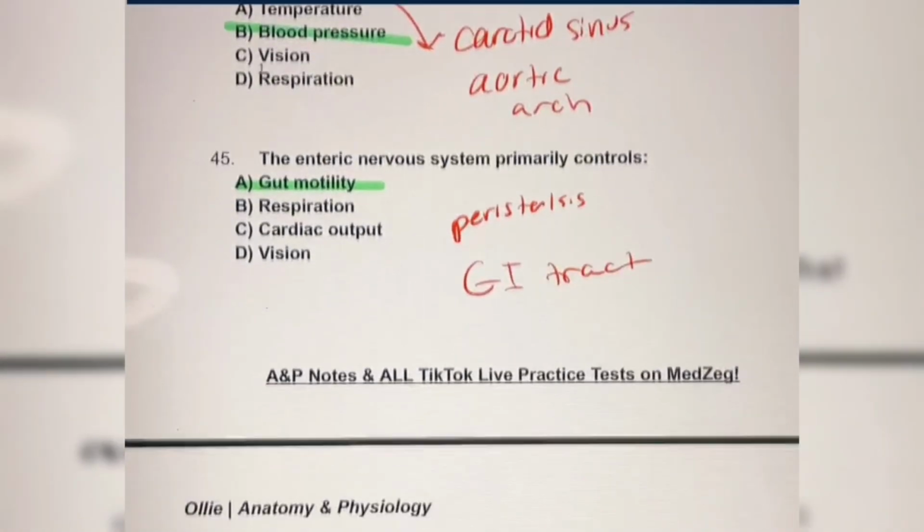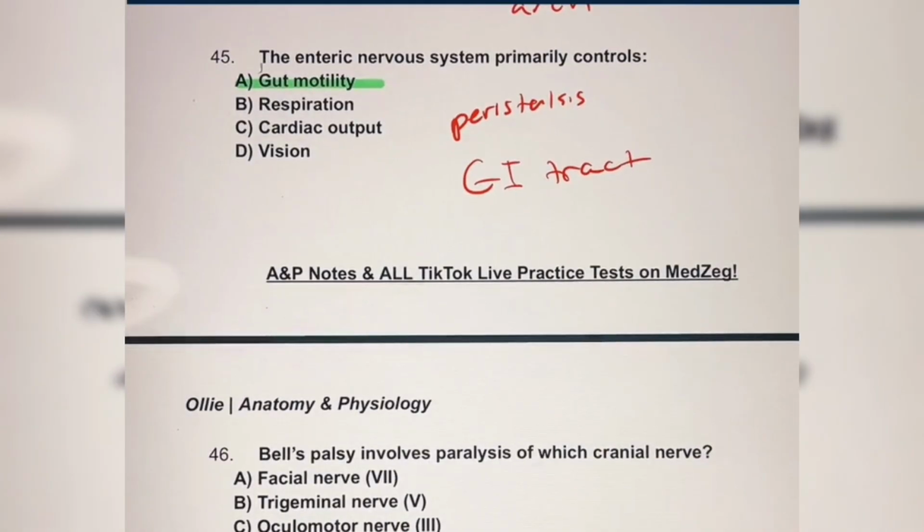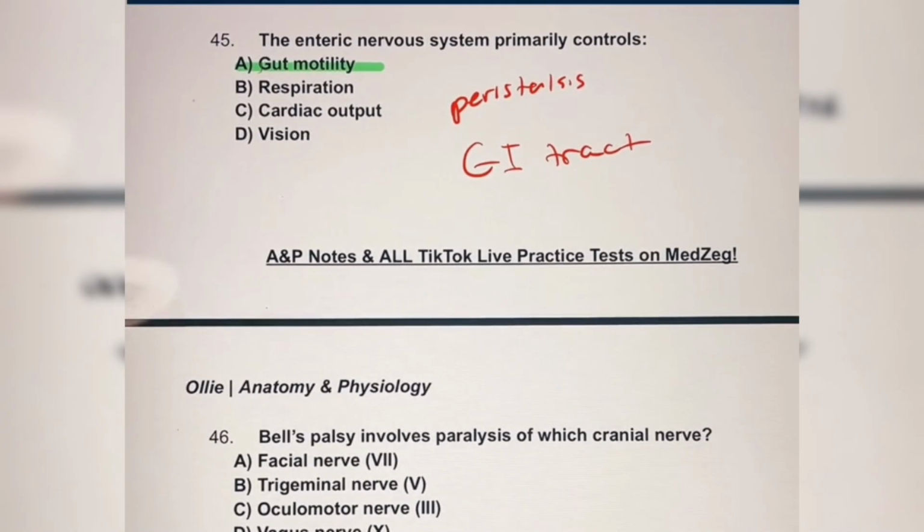All right. Number 46. Bell's palsy involves paralysis of which cranial nerve? A, B, C, or D?